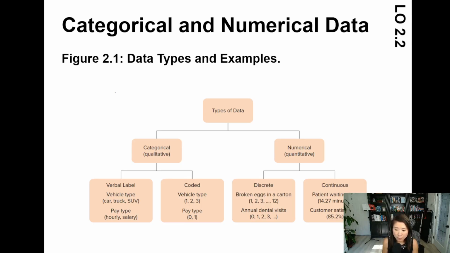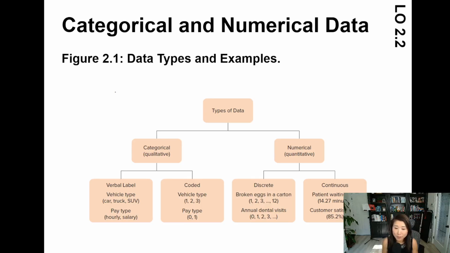And then the other category is called discrete numerical data. Usually they take integers. Here we're talking about broken eggs in the cartridge, right? It can be 0, 1, 2. You can't say I had 2.5 eggs broken. So it has to be an integer.